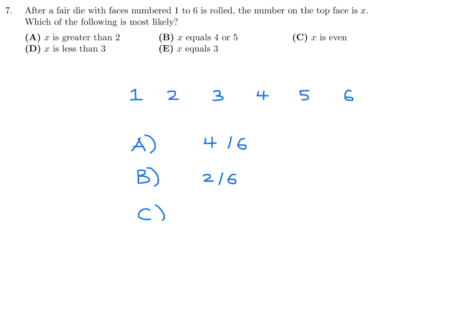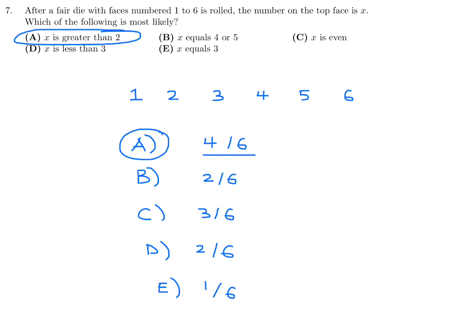C, X is even. There's 3 numbers that are even, so the probability of an even number is 3 out of 6. D, X is less than 3. Well, there's 2 numbers that are less than 3, so that probability is 2/6. And finally, E, X equals 3. Well, there's only one number that is equal to 3, so it's 1/6. So which one of these is most likely? It is the one that has the highest value, and of these the highest value is 4/6. And that means the answer choice that is correct is A. For question number 7.